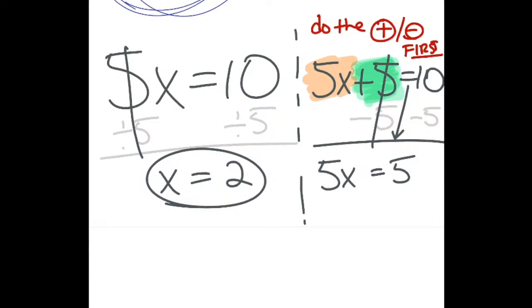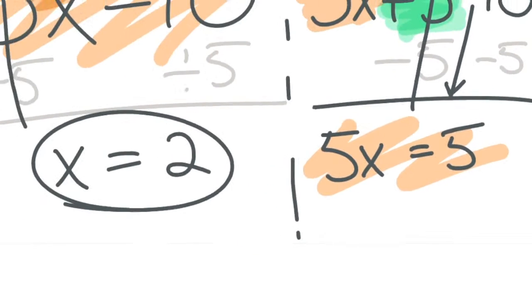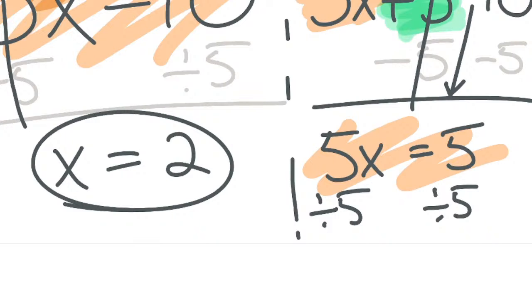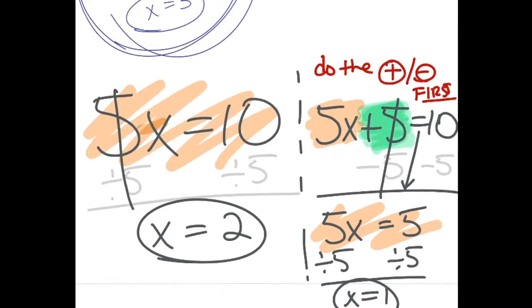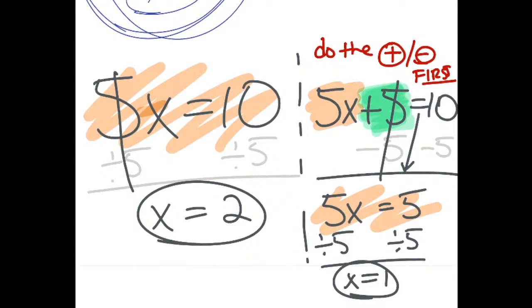This looks familiar. This right here is a one-step equation. You already know how to work it. Now you're home free. Get the letter alone. 5x is the same as 5 times x, so you divide by 5, and ta-da, you end up with x equals 1. Got it? Two-step equations are not bad. Just do the plus minus first, and that'll set you free most times, okay?